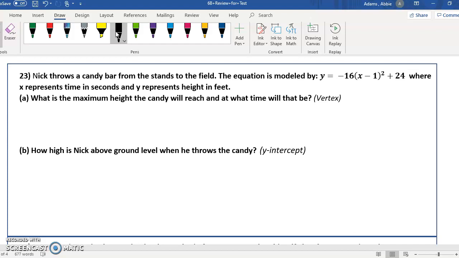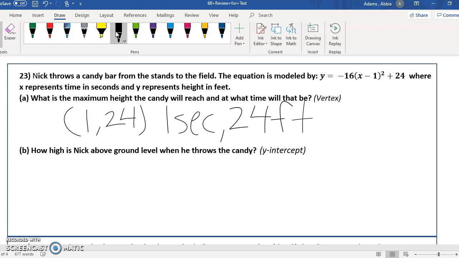We're already in vertex form. If I write my vertex out, it's negative h, k, so that's going to be (1, 24). That means that after 1 second, my candy bar is going to be at 24 feet, and that's my maximum height. All right, so that's pretty easy.